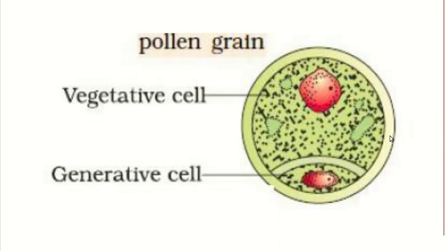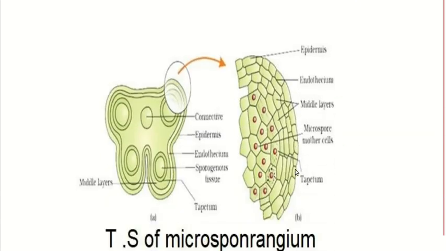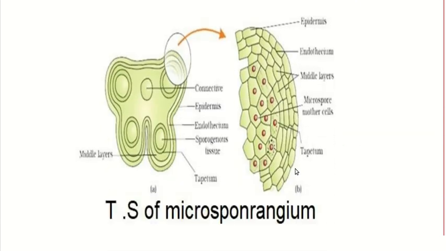This is for a 1 mark question or a question with description of the pollen grain. They have a vegetative cell and generative cell. You can also label the outer exine and inner intine. If they have asked for a typical diagram of a pollen grain, for 2 marks you can draw this diagram. So this has been asked for 3 mark questions as well as for 5 mark questions.